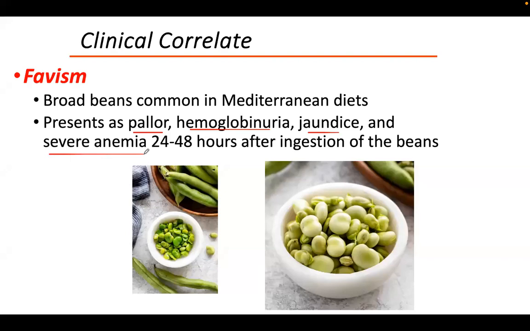So pallor, hemoglobinuria, jaundice, and severe anemia. So this is favism.